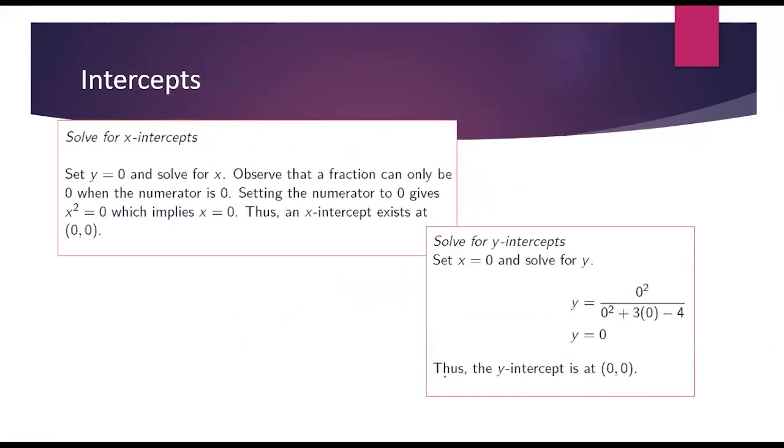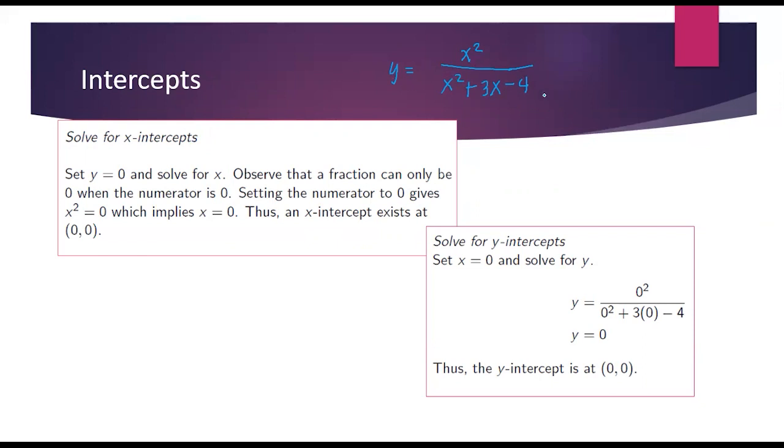How about for the intercepts? Again, we consider the original equation: y is equal to x squared over x squared plus 3x minus 4. To solve for the x-intercept, you set y equal to 0, and then you solve for x.